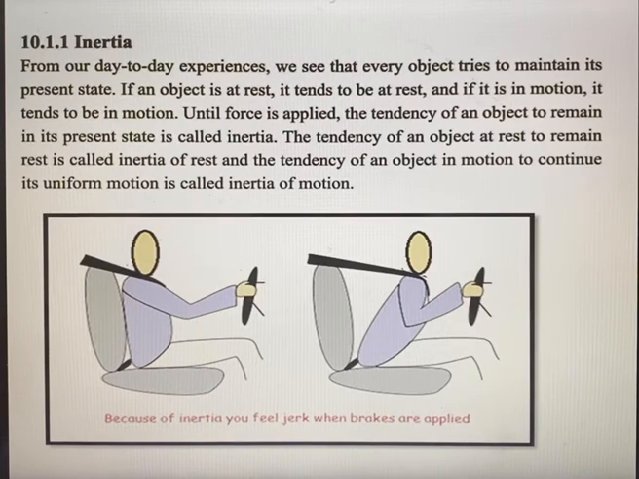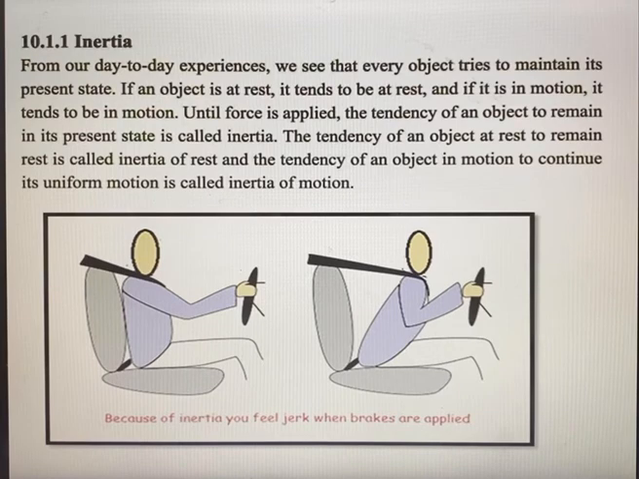The tendency of an object at rest to maintain rest is called inertia of rest, and the tendency of an object in motion to continue its uniform motion is called inertia of motion. So you got to know that inertia is of two types. One is the inertia of rest, another is inertia of motion.